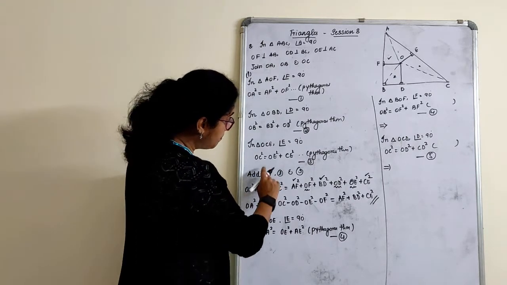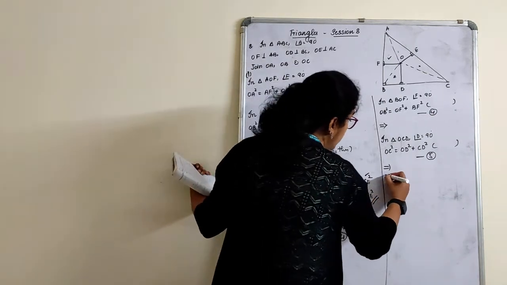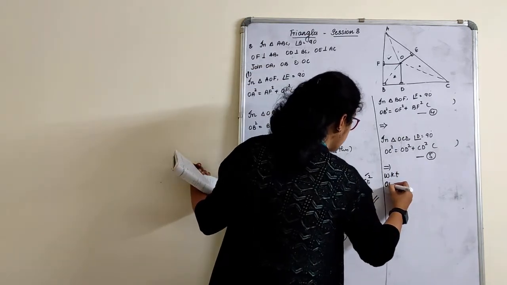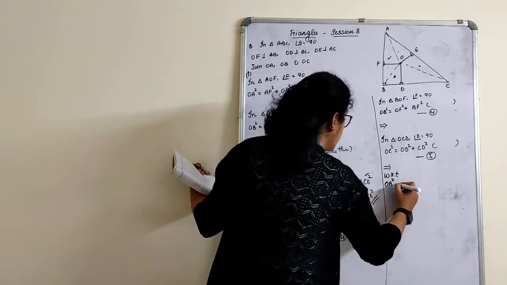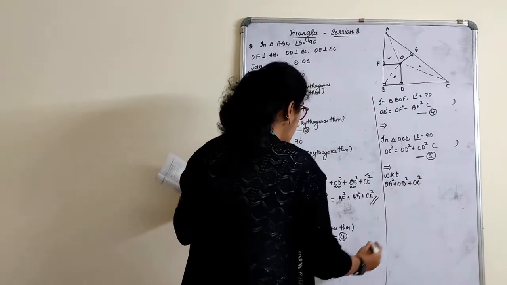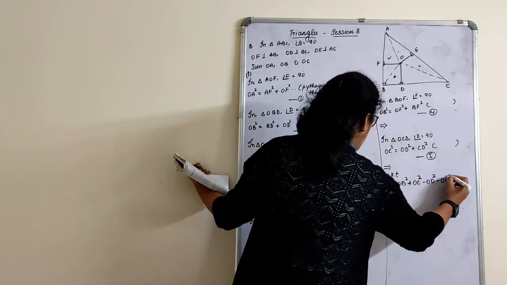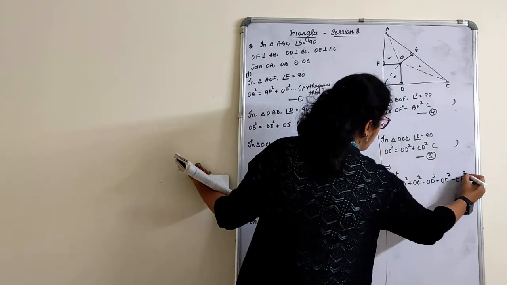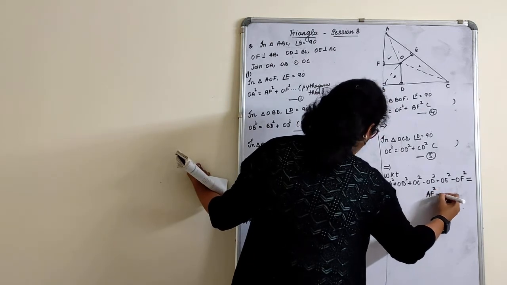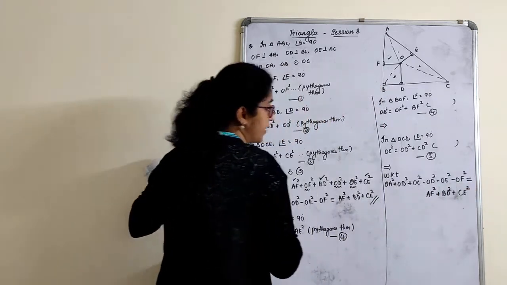Right? What we already proved in the previous part here. This was the thing what we proved. So we know that. Write this proof part. OA square plus OB square plus OC square minus OD square minus OE square minus OF square is equal to AF square plus BD square plus CE square.